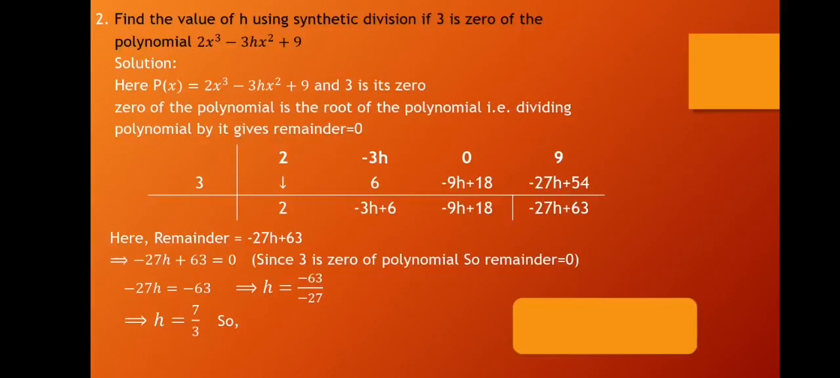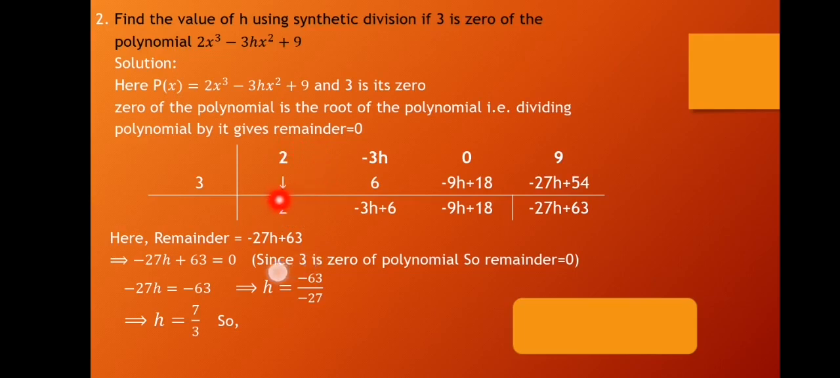Find the value of h using synthetic division if 3 is the 0 of the polynomial. The polynomial is 2x cubed minus 3hx squared plus 9 and 3 is its 0. Now what is the 0 of a polynomial? The 0 of the polynomial is the root of the polynomial. That is, if we divide the polynomial by it, the remainder will be 0.